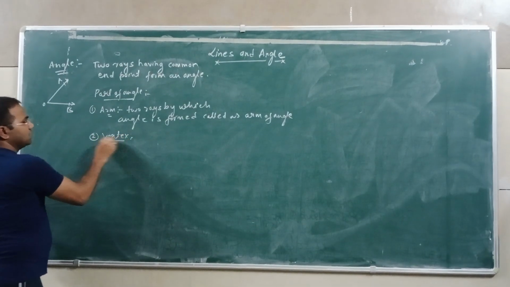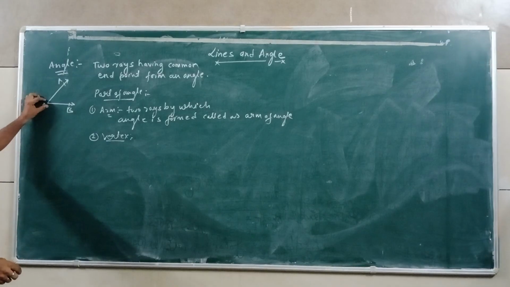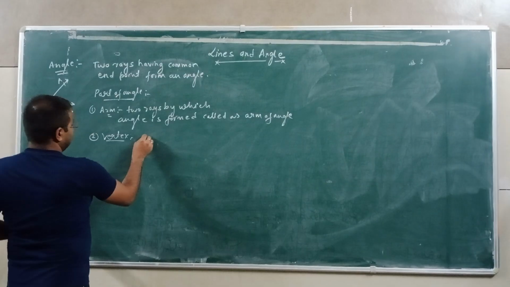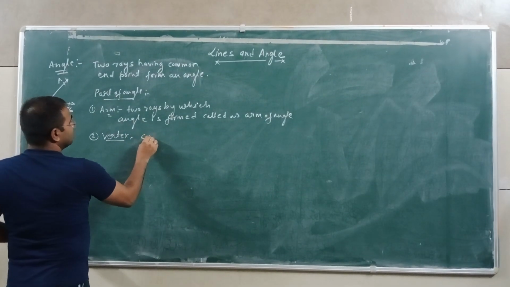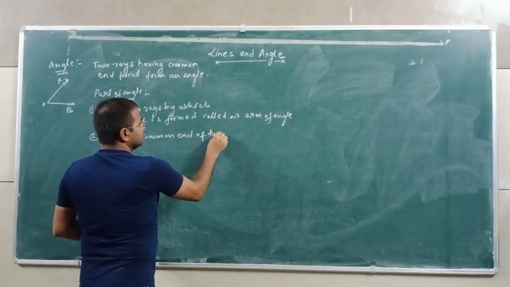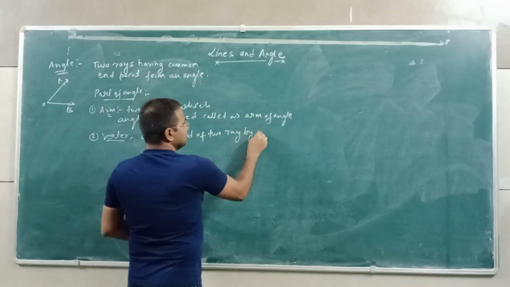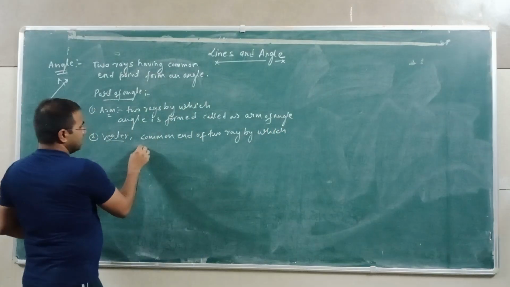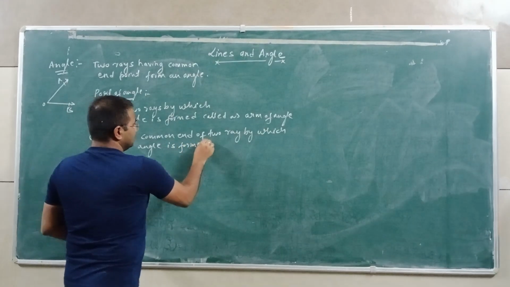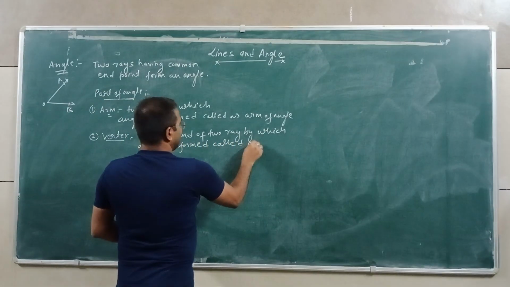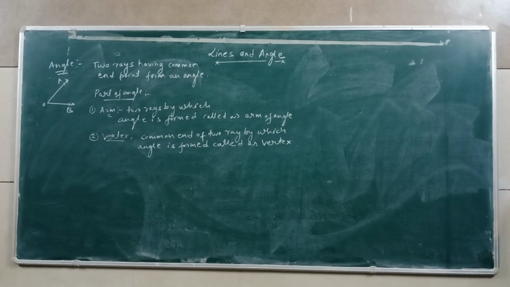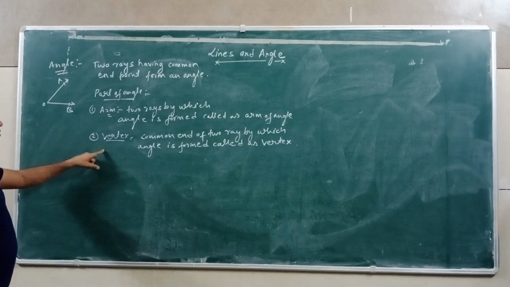Now the second thing is vertex. Two rays have a common endpoint, and this common endpoint is called the vertex. So here you will write: the common endpoint of two rays by which an angle is formed is called the vertex. See how you define the vertex. So these are the parts of an angle: arm and vertex.